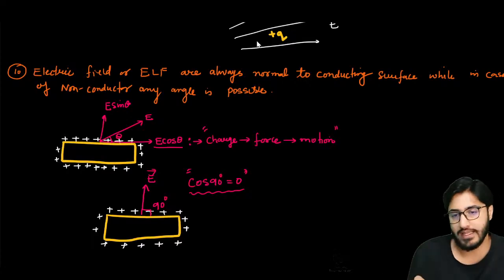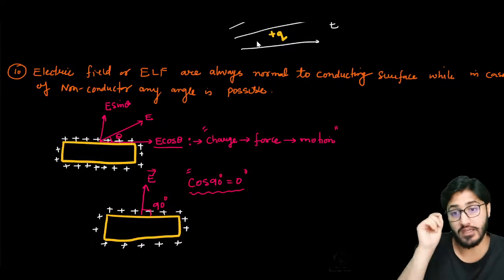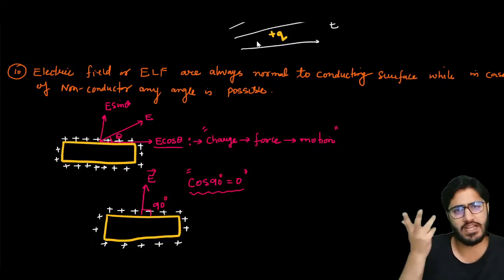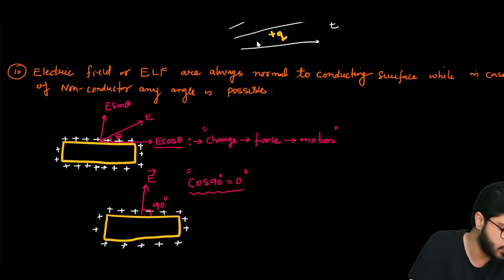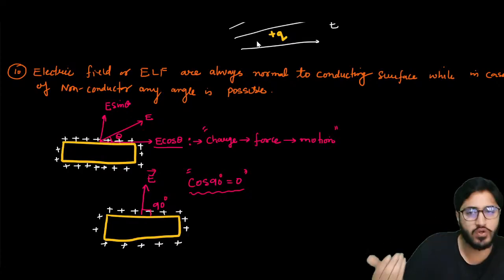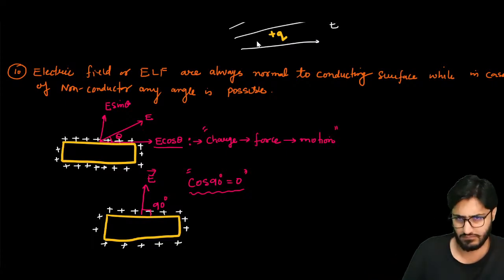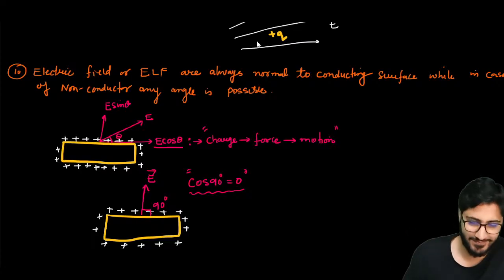So that's why electric field lines should be normal to conducting surfaces. In conductors, we have free electrons, that's why they would be moved. So we shouldn't have any tangential component of the electric field. But if we talk about non-conductors, it is possible. Any angle is possible because their charged particles are not free to move.